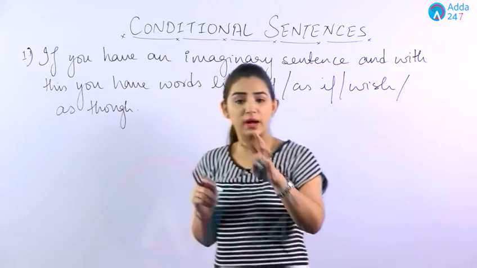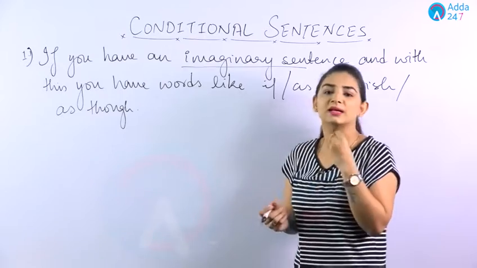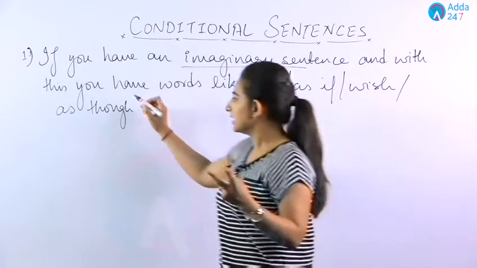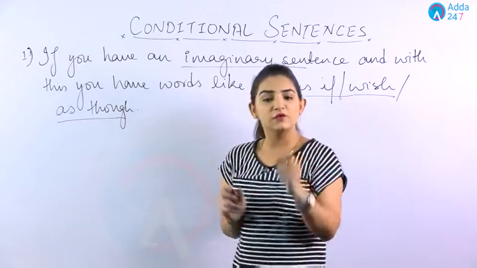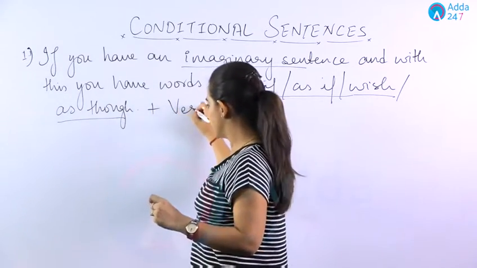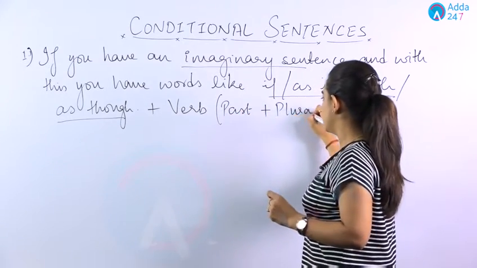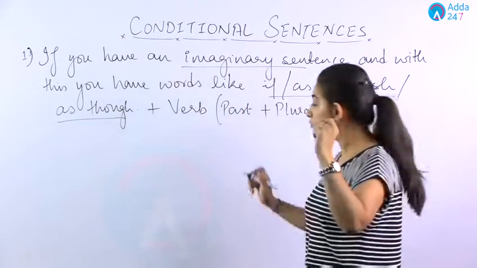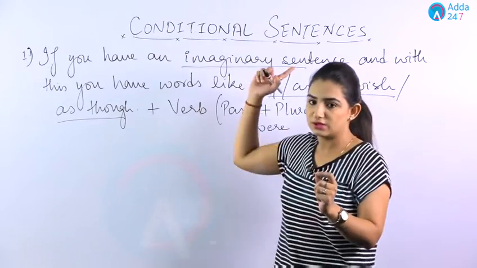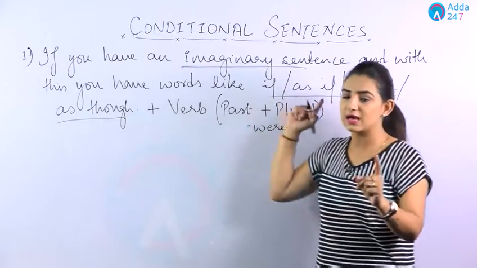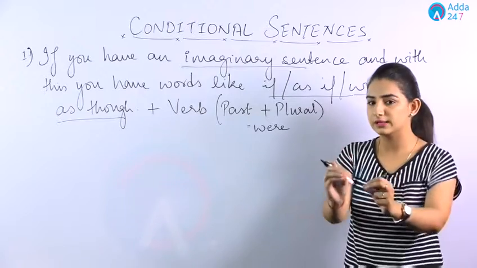First thing, you need to mark two things here. First is an imaginary sentence, something that you think of but it has not happened yet. And the second point is, it must have words like if, as if, wish, or as though. The verb used after them should be in past tense plus plural form. Now everybody knows that past tense plus plural form forms what? Verb. So whenever we have an imaginary sentence having words like if, as though, or wish, you will place were as a verb in that sentence.